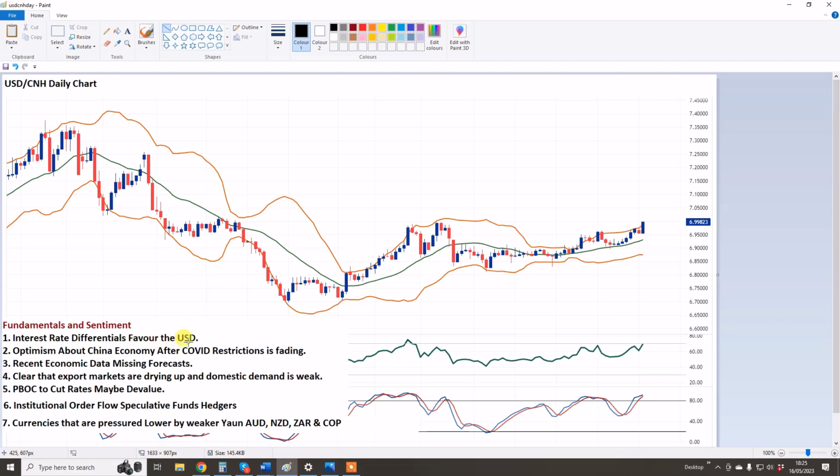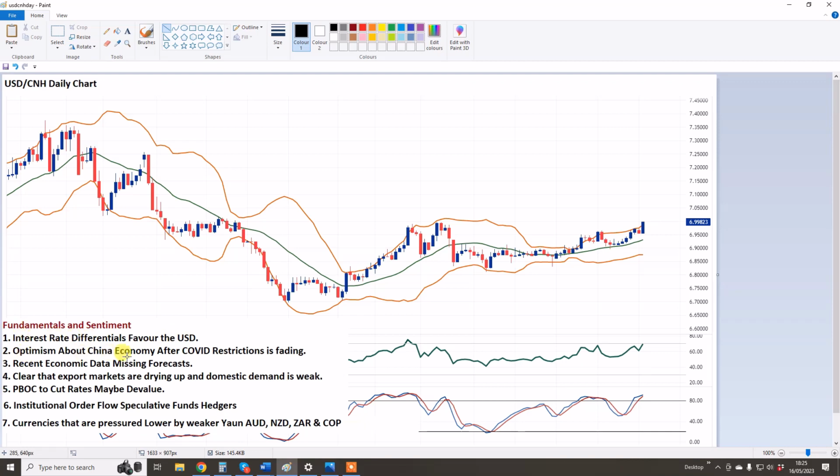Interest rate differentials favour the USD. The USD's got a clear yield advantage. Now, the People's Bank of China may have to cut rates. I'll come to that in a moment. But even if we just stay as we are, the USD is going higher.